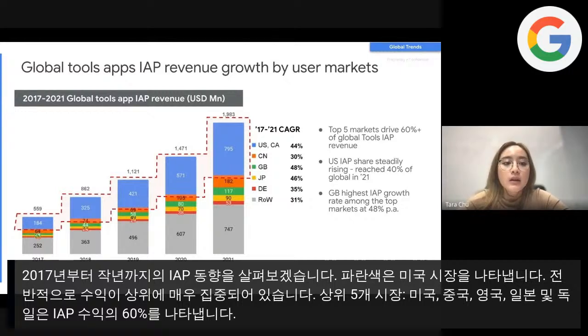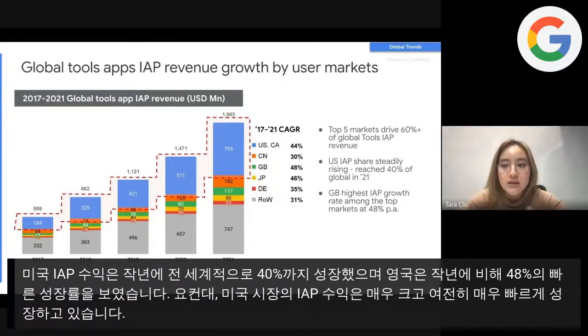We have looked at the revenue of in-app purchase from 2017, over the last 5 years. As you can see in the blue blocks, that stands for US, right? So it's pretty much concentrated and top heavy. Only 5 markets, for example US, China, UK, Japan, and Germany, already hold almost 60% of global IAP revenue. US IAP has grown with strong signs of steadily rising, reaching almost 4% of global in 2021 alone.